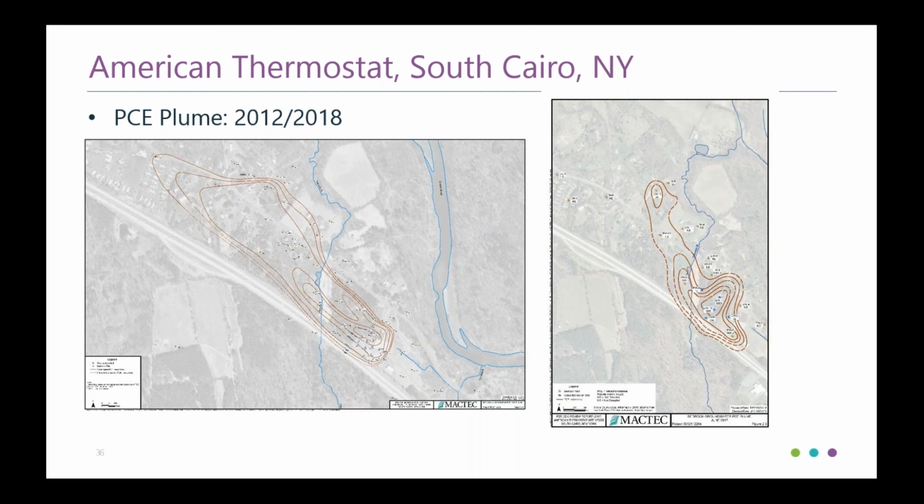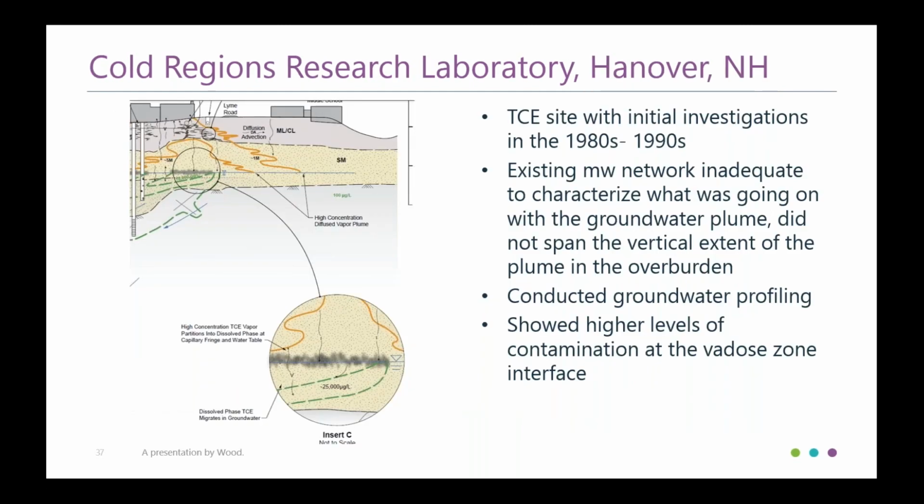Oh, and now CRREL, the Cold Regions Research Laboratory in Hanover, New Hampshire. And this is an overburden site. This site has 125 feet on average of unsaturated overburden and about 50 feet of saturated overburden. It's lacustrine overlying sand right on top of bedrock.